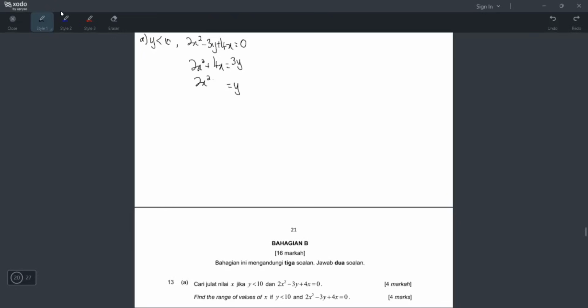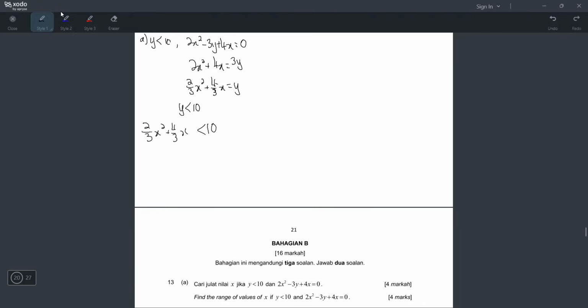But you can also write differently. You can also write like this: 2 over 3 x squared plus 4 over 3 x. Yeah, it is also the same thing, right? And after I make the y single, I can use this: y is smaller than 10. So since y is smaller than 10, it means y is this, right? So it means 2 over 3 x squared plus 4 over 3 x is smaller than 10, right?